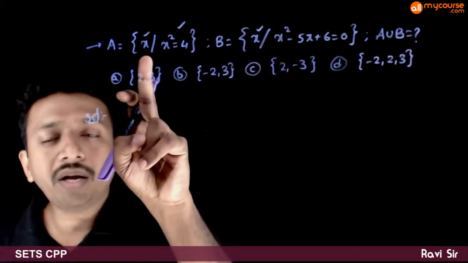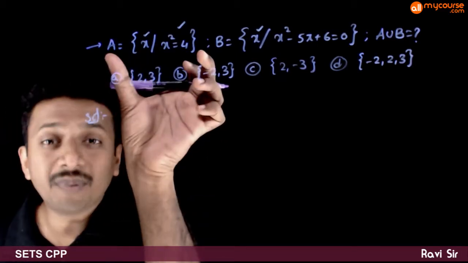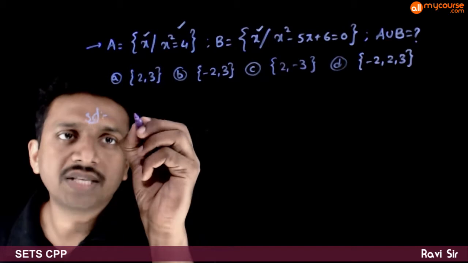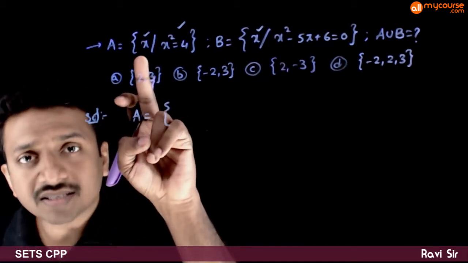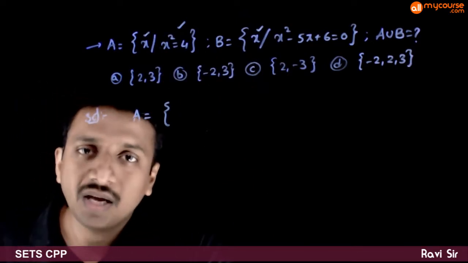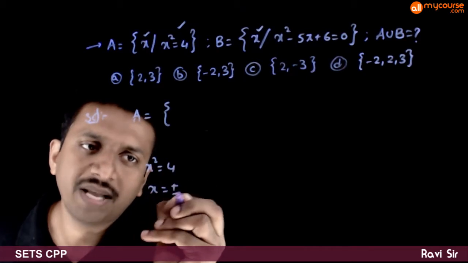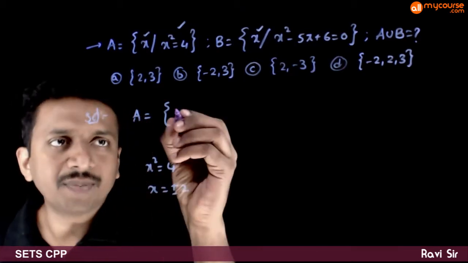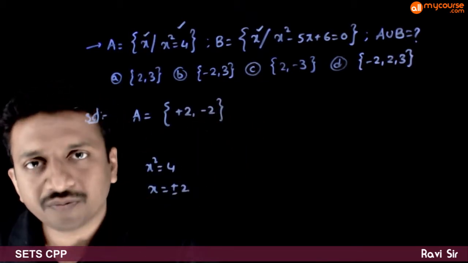So let us convert my set A into roster form. This is a set builder form which is given. So set A is a set containing the element x whose square is equal to 4. So x square is equal to 4 means x is equal to plus or minus 2, right? That means A contains two elements, plus 2 and minus 2.